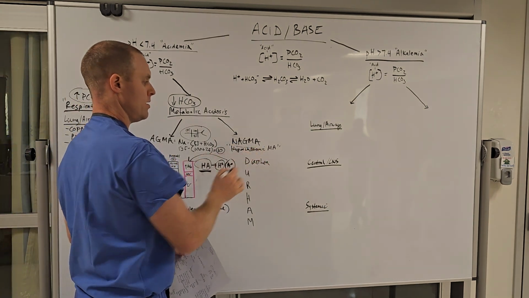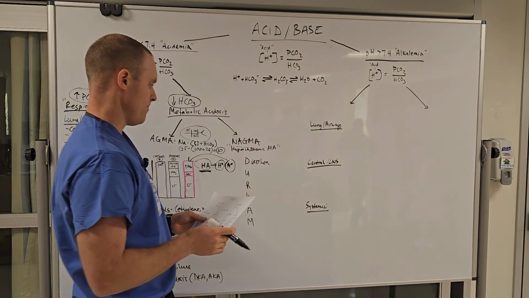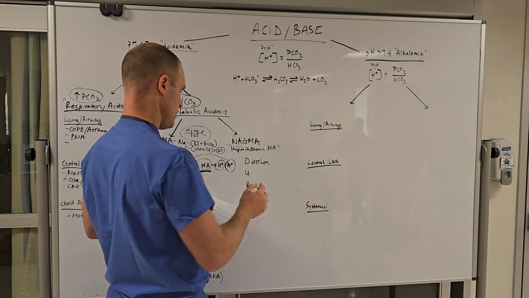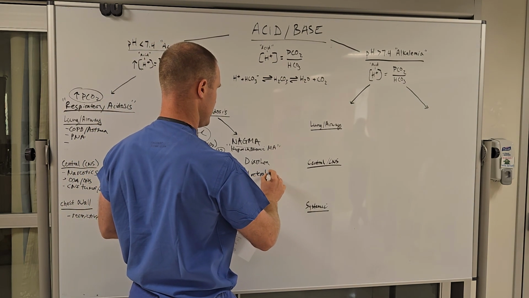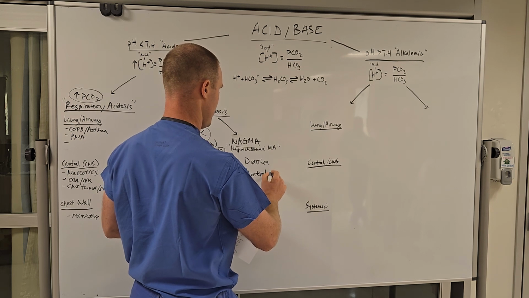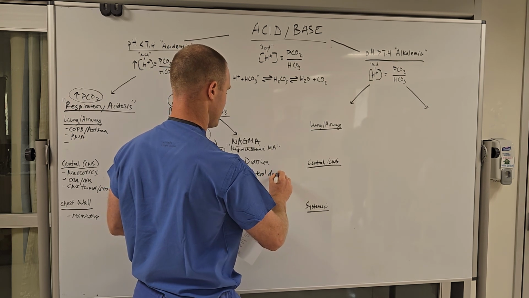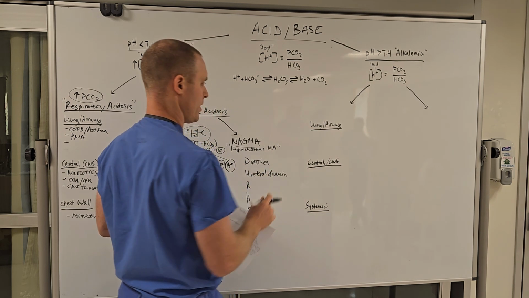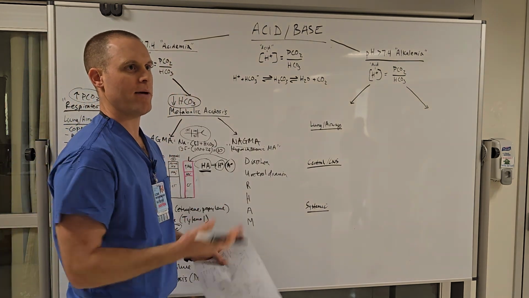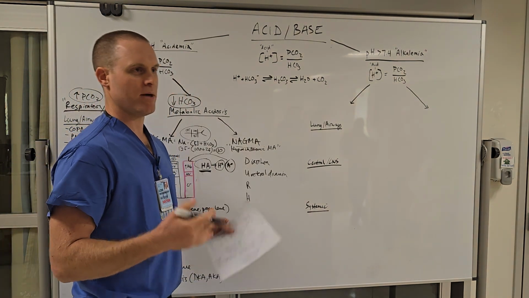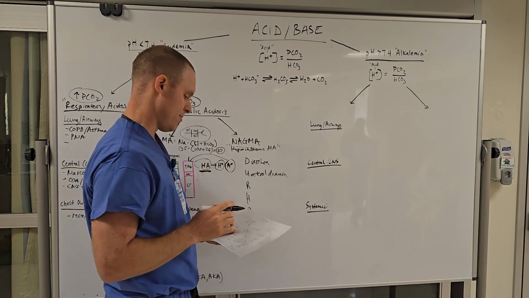Also, this one's ureteral diversion. It's kind of weird. This is a weird procedure. You don't need to remember it. It's basically where you hook urine up to the bowel. People with cancer, and then they pee out of their bowel, and that creates all sorts of metabolic disturbances and non-anion gap metabolic acidosis.